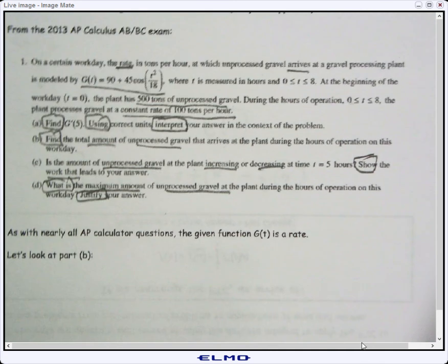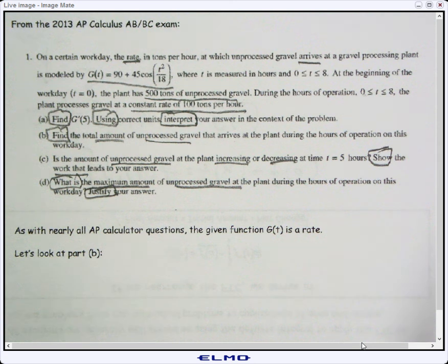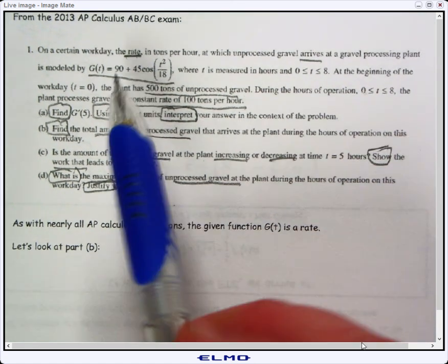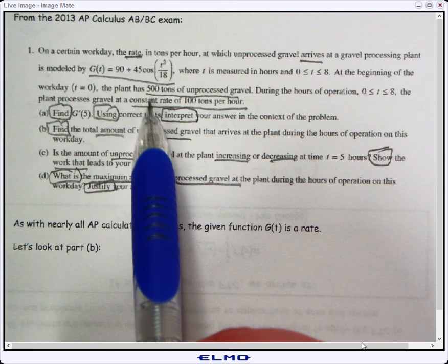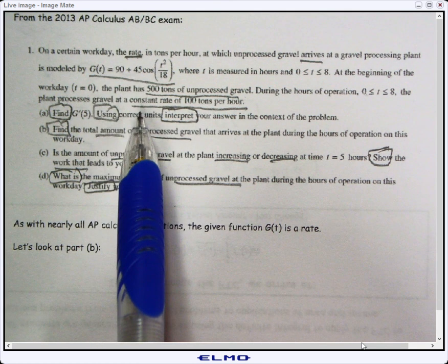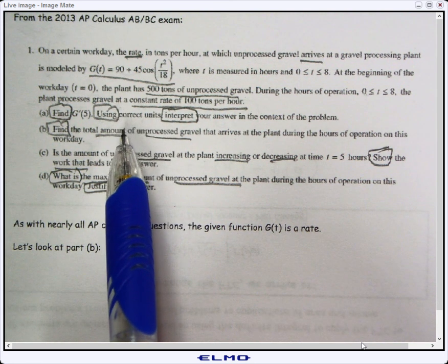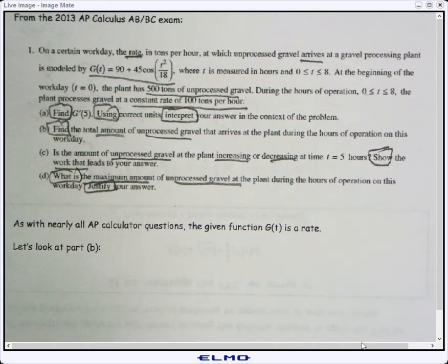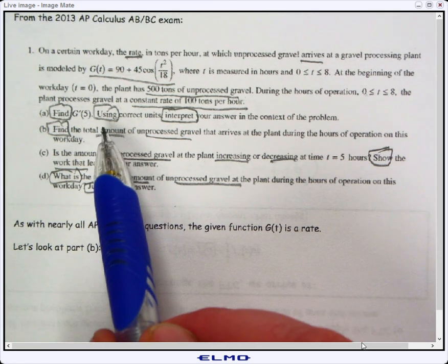Okay, so if you see here, I unpause it, and you can look at what I underlined and marked up. Things to note: we have a rate. G is the rate at which gravel arrives, and it's processing at a constant rate of 100 tons per hour. So that's basically like gravel leaving.